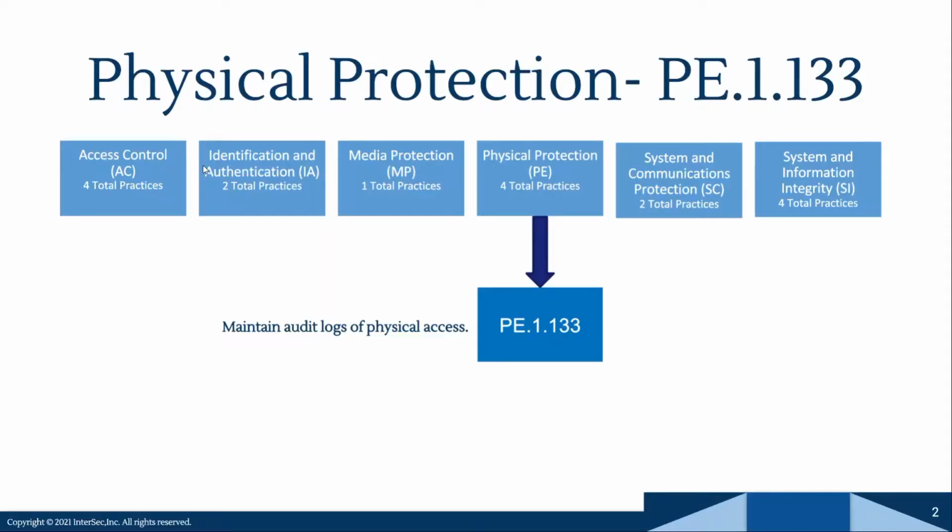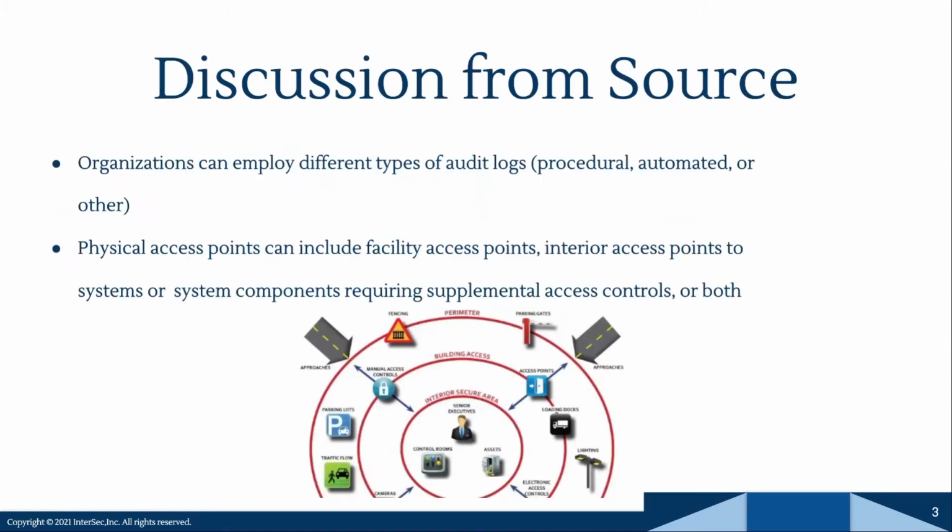We will be continuing our discussion today in the physical protection domain. As a reminder, the physical protection domain has 4 total practices, with today's focus being on the third practice, PE.1.133, which is about maintaining audit logs of physical access. Let us start the discussion by focusing on the source point of view, which is NIST 800-171.